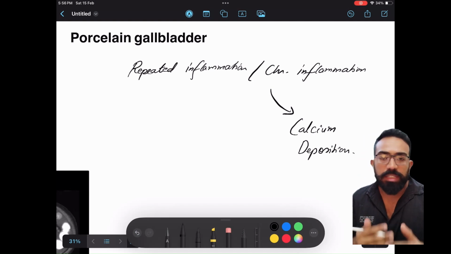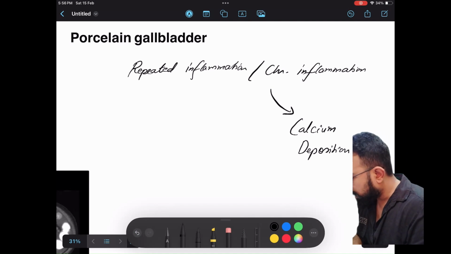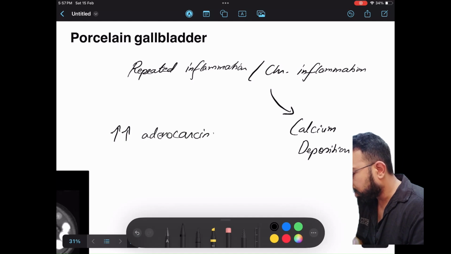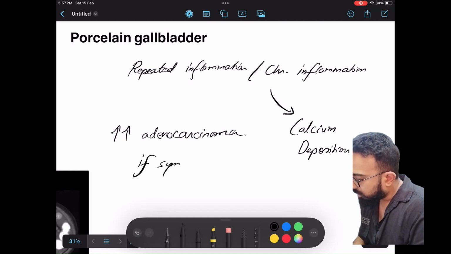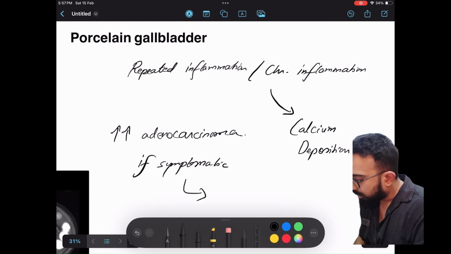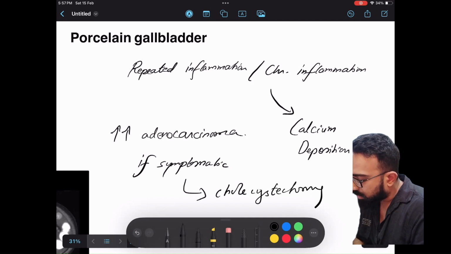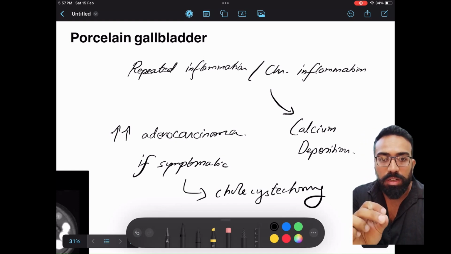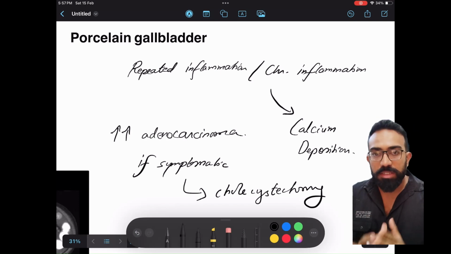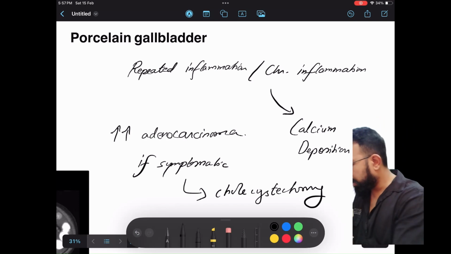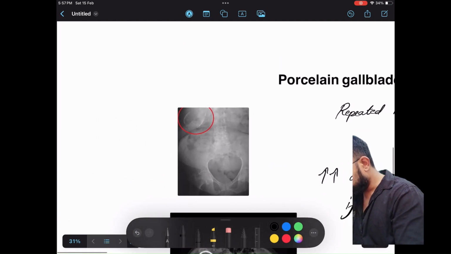Why are we reading this? Why is it important? Because in this condition there is increased risk of adenocarcinoma, and if symptomatic, or if any problems are there, you can go for cholecystectomy. But what is important from your competitive exam point of view are the images of this, because it produces very unique images which I will show to you in a minute.